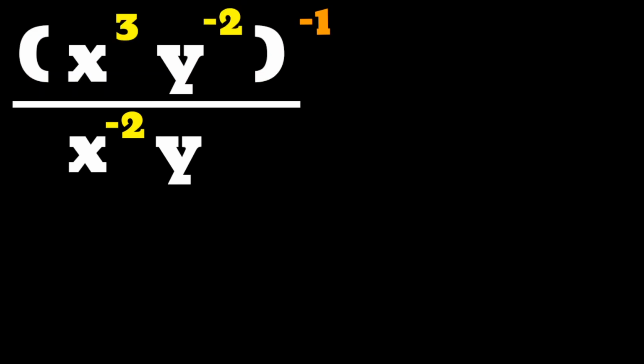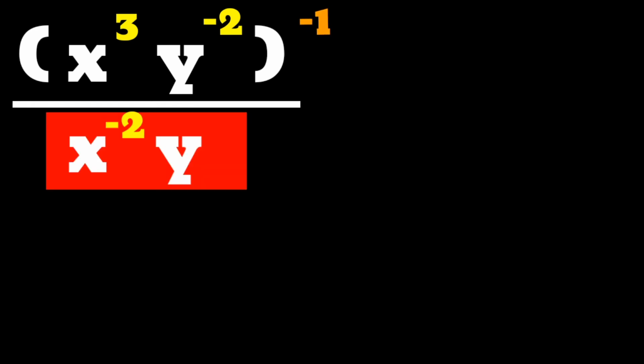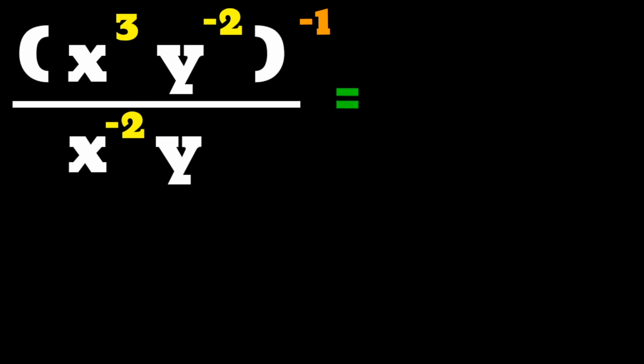The quantity of x cubed y to the negative 2 power raised to negative 1, divided by x to the negative 2 y. Power to power rule: multiply exponents. Negative 1 times 3 equals negative 3. Then negative 1 times negative 2 equals positive 2.